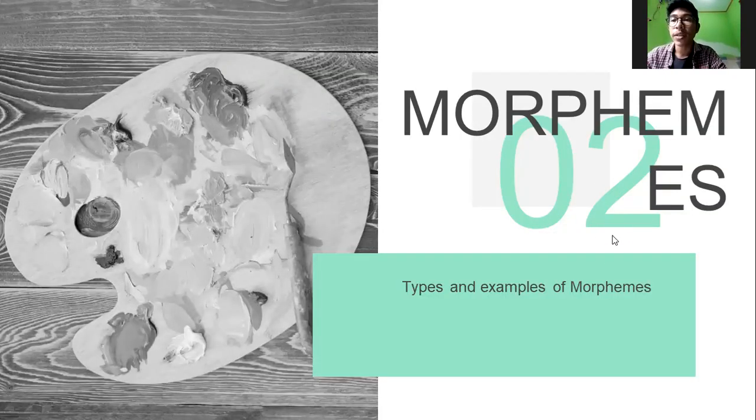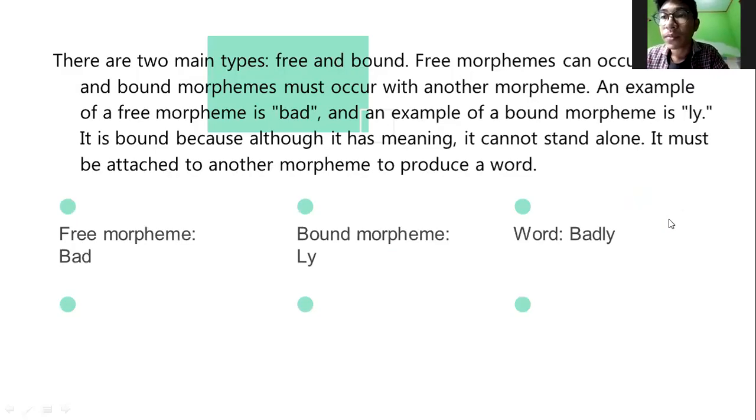Okay, so I just mentioned morphemes before. Now I'm going to talk about morphemes specifically in the second part. In the second part, I'm going to talk about the types and the examples of morphemes. So there are two main types of morphemes, free and bound. Free morpheme can stand alone, while bound morpheme must attach to another morpheme. An example of a free morpheme is bad, and an example of a bound morpheme is li.